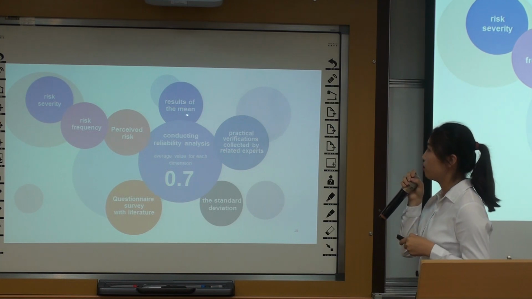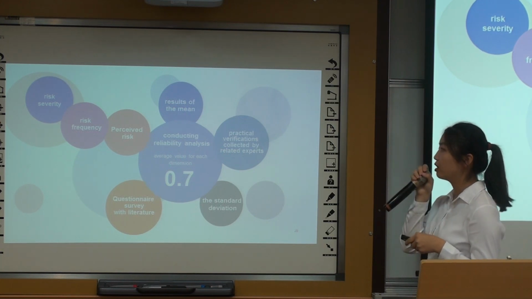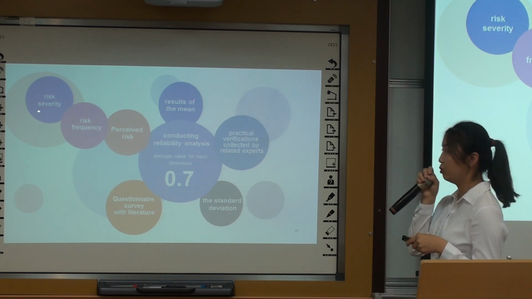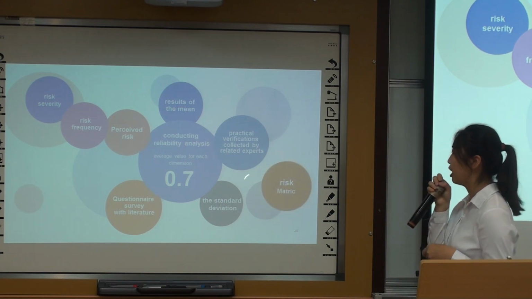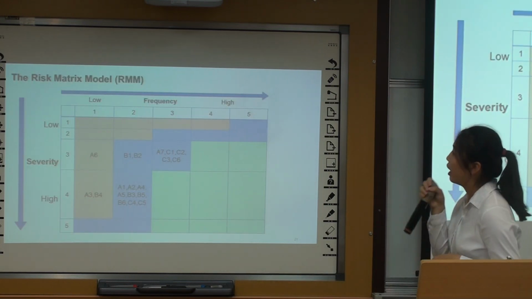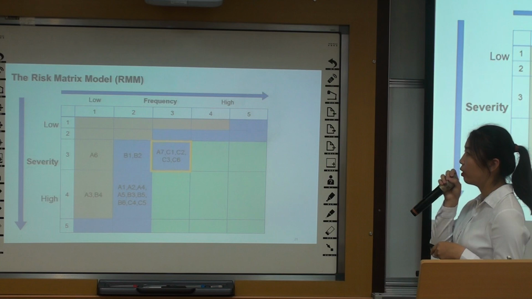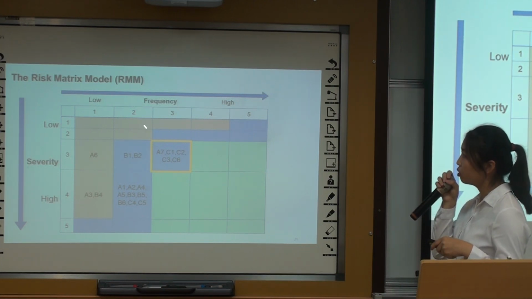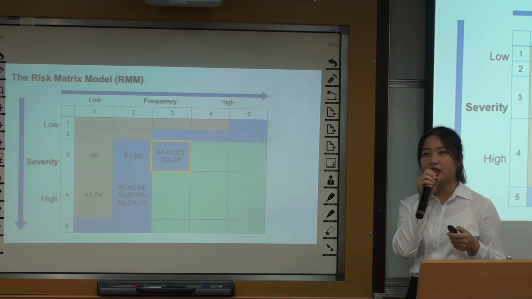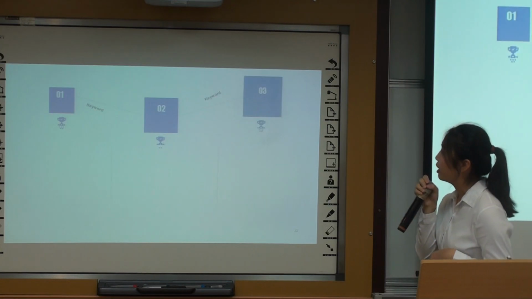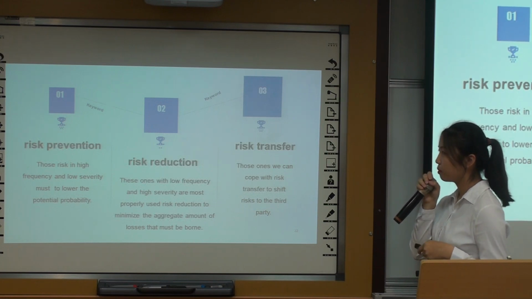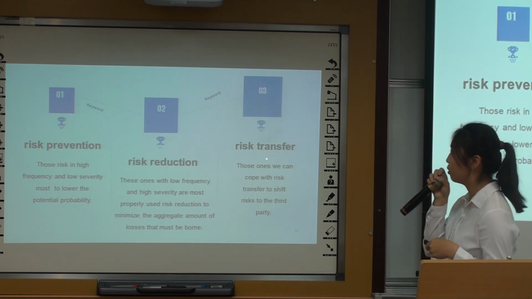Then we get the result of the mean, the standard deviation, the perceived risk frequency and the risk severity, and the established risk matrix of aquatic products of refrigerated container. In this table, we can know the higher the score, the higher the risk. Frequency 3 and severity 3 is the most urgent area needing change and a risk strategy. It is divided into 3 categories: risk prevention, risk reduction, and risk transfer.